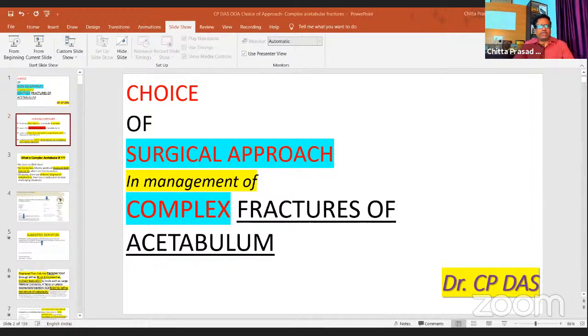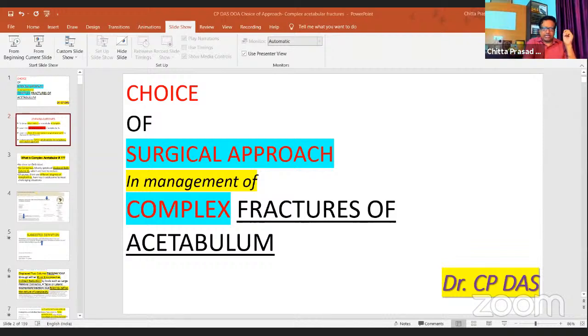Actually, if you look for it, you will not find any correct definition. There is no consensus. Mostly people speak about the displaced both column fractures, which are hard to reduce, as complex. There are different degrees of complexity depending on the type of fractures. This is the only paper which I found that describes the complexity. It says the fracture personality, not the fracture type. You have the simple and associated fractures as per Letournel's classification. But the fracture personality is different from the fracture type. Fracture personality involves a lot of things which we'll discuss in the later part. That actually decides whether the fracture is complex or not.